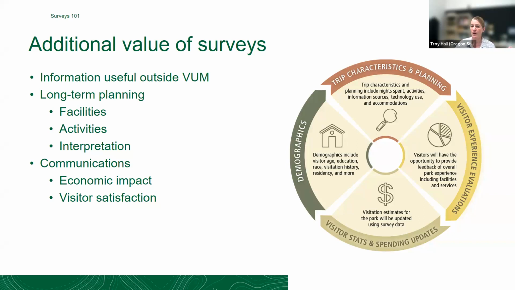Also importantly, many units, many areas and agencies use surveys to get at economic impacts. You can get at views about facilities for long-term facility planning. We had some of those in Big Basin. Types of activities, communication interests, what topics are people interested in for interpretive programming. And then also just overall in terms of communicating the value of parks, this kind of information on economic impact or the extent of visitor satisfaction, which is typically quite high, can be really useful for an agency to report out and communicate about their work.